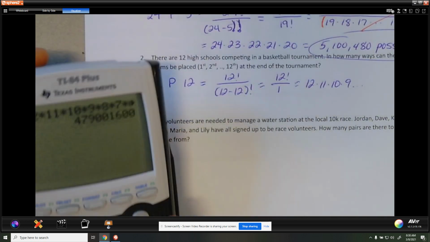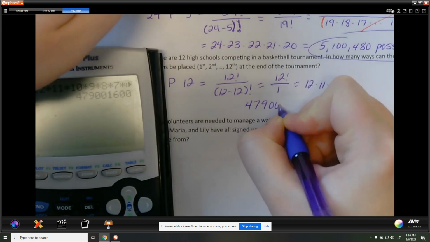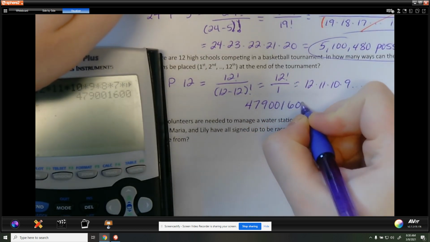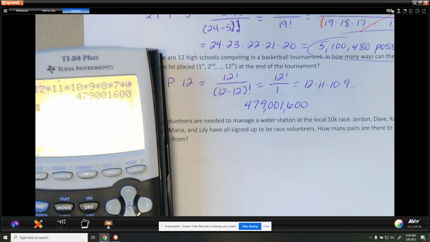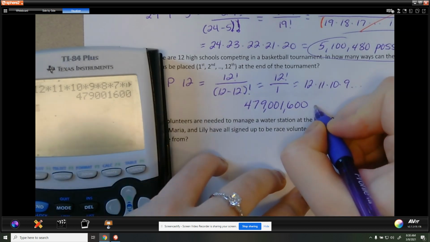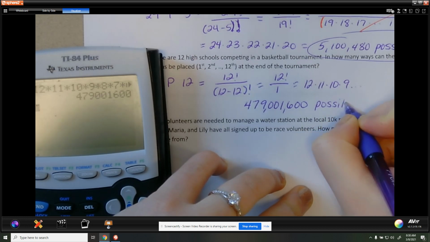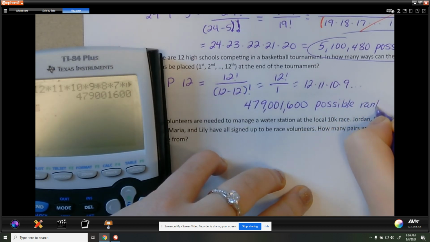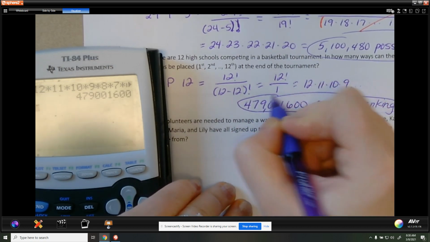All right. Whew. We have 479,001,600. All right, I gotta go backwards. So 479,001,600 possibilities for our tournament. So possible rankings or tournament outcomes or something. Okay.